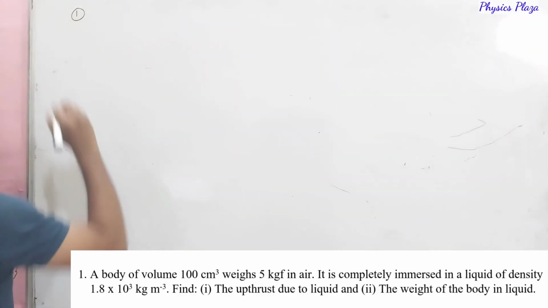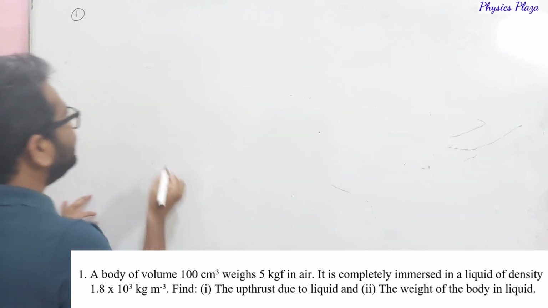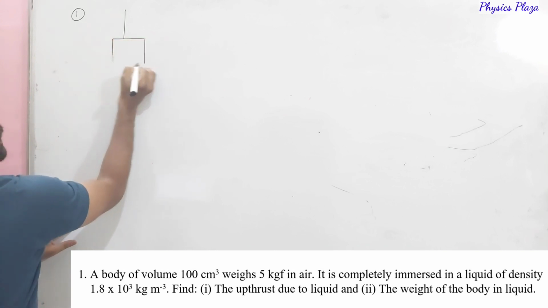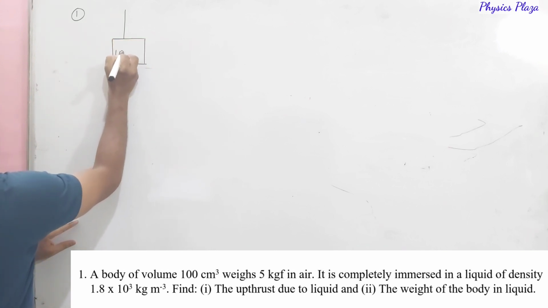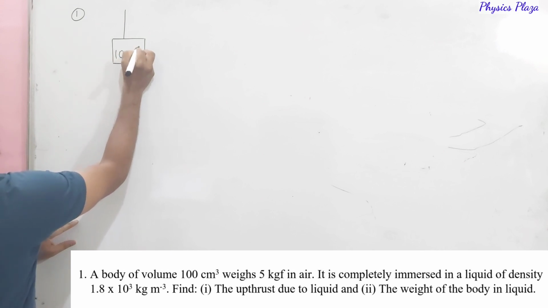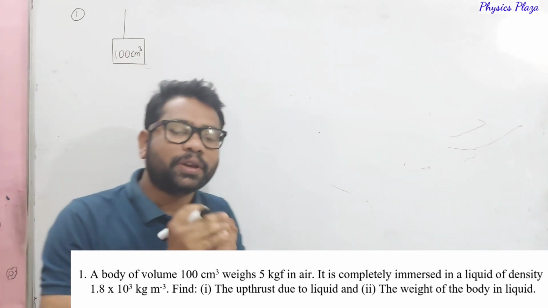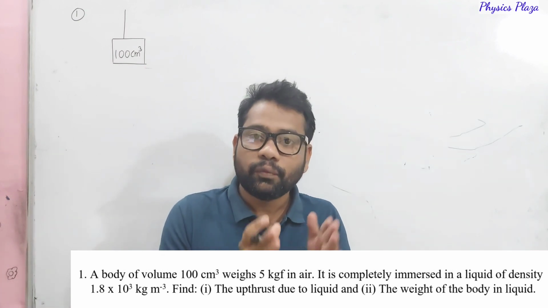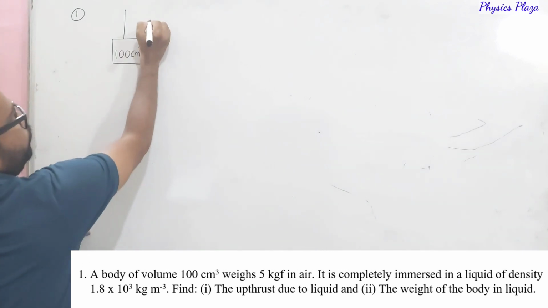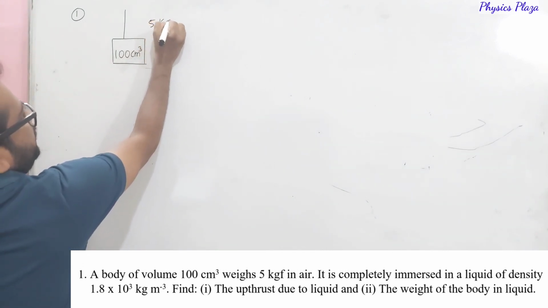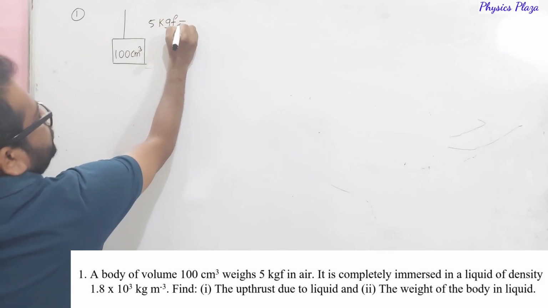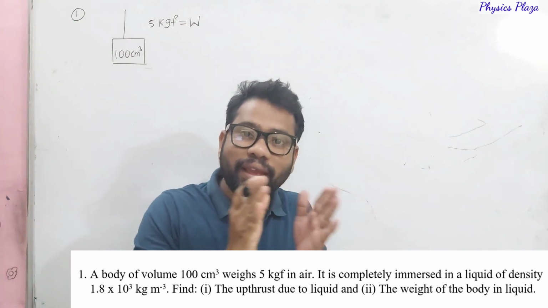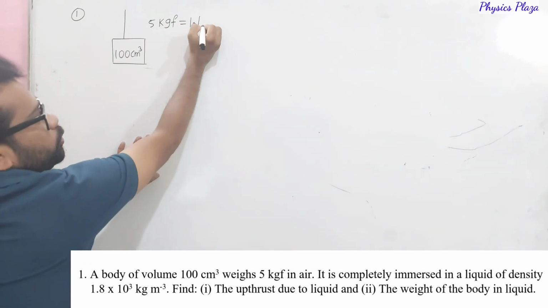First numerical. Children, in this numerical, it is given that it is a solid and its volume is 100 centimeter cube. Try to understand, children. A solid of volume 100 centimeter cube, and when its weight is measured, it is noted as 5 kgf. Children, don't forget that here 5 kgf is the weight of the solid of volume 100 centimeter cube in air, that we are representing with W1.